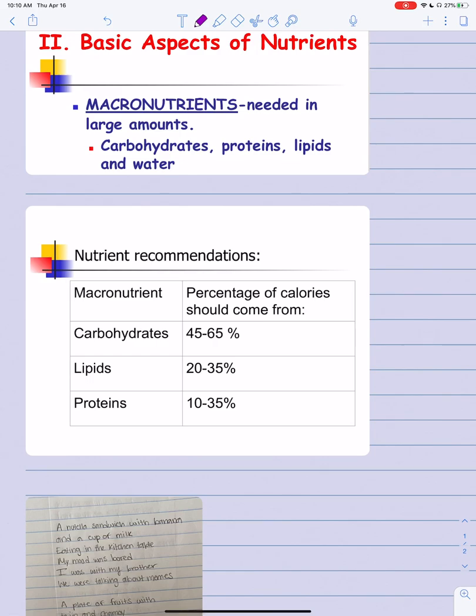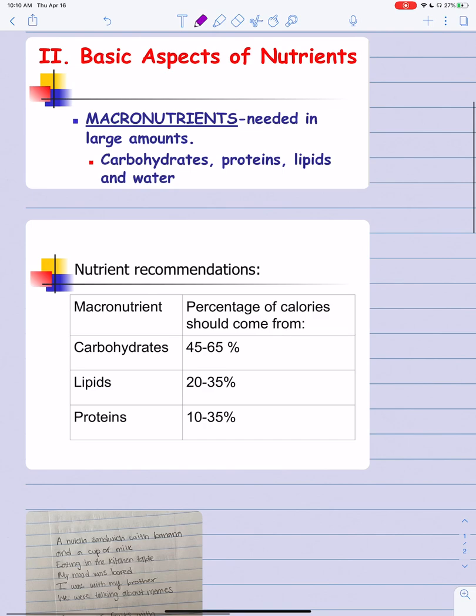So when we're looking at our calories, we relate them by percentages to carbohydrates, lipids, and proteins. So somewhere around 45 to 65% of your calories should be from carbohydrates, 20 to 35% should be from fats, and 10 to 35% should be from proteins. And I'm just going to go ahead and even that out to about 20.